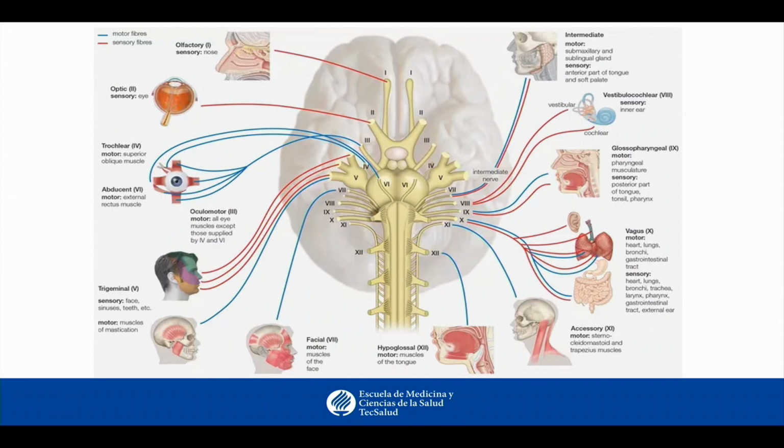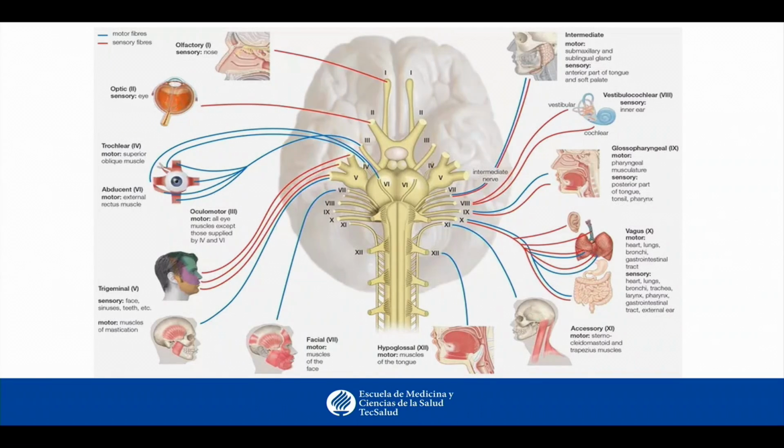It's principally involved in facial expression and also plays a role in tearing, salivation, and taste. The eighth nerve is the vestibulocochlear nerve and is a purely sensory nerve that conveys auditory information, and the vestibular branch conveys information about head position and movement from the inner ear to the brainstem. The ninth nerve is the glossopharyngeal nerve and is involved in taste and salivation.